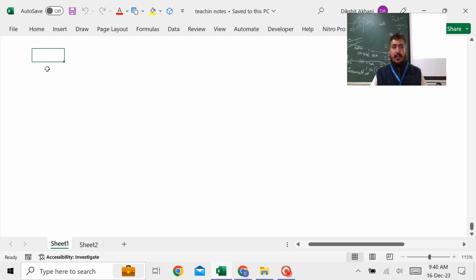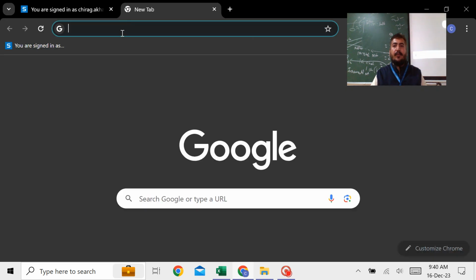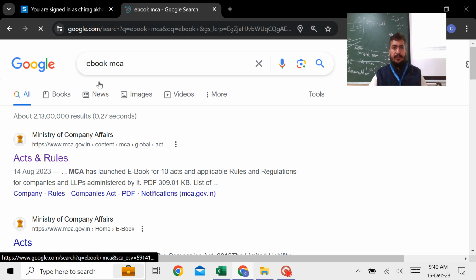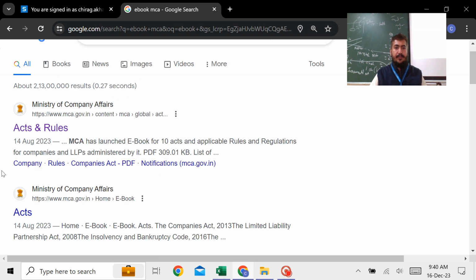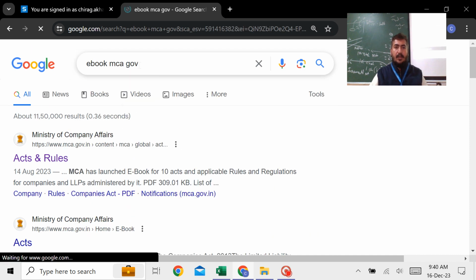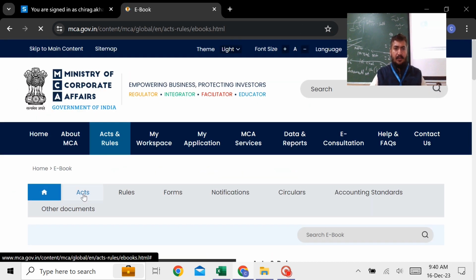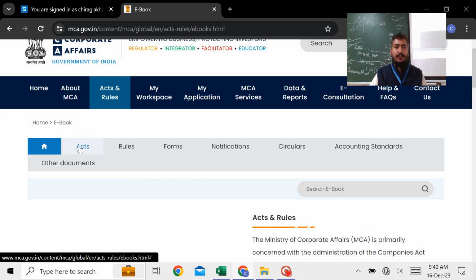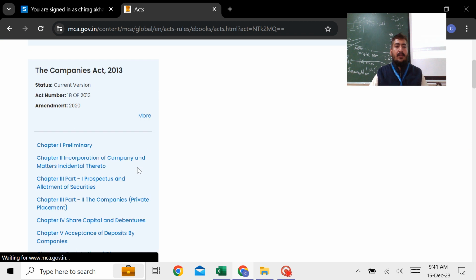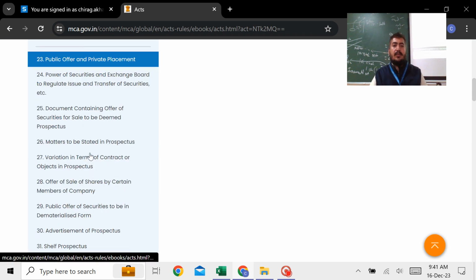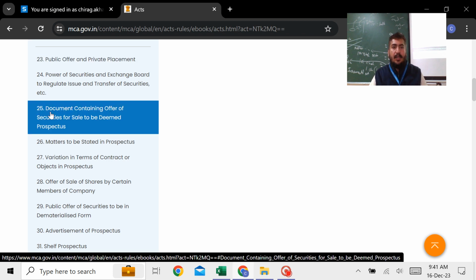Now let's move on to another section, and that section is section 25. Now, what do you mean by section? This is what the chapter is: prospectus and the allotment of securities. 23 is done yesterday. Private placement, section 42.